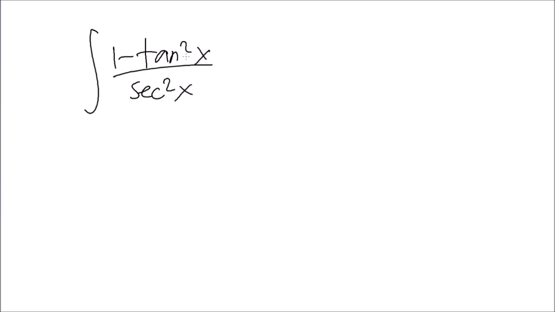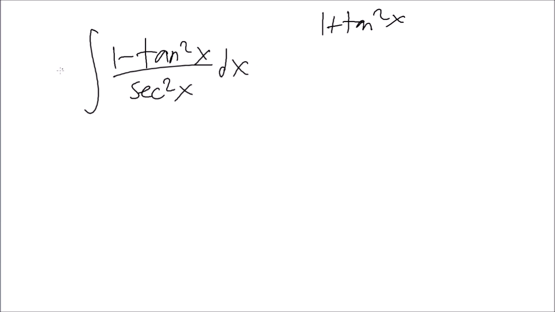Remember your trig identity. This is not secant square. Okay, it's 1 plus tangent square. They're doing this on purpose to trick you. When you go too fast, you'll think, oh, secant square, this cancels out. No, it's not x plus c. Be very careful.